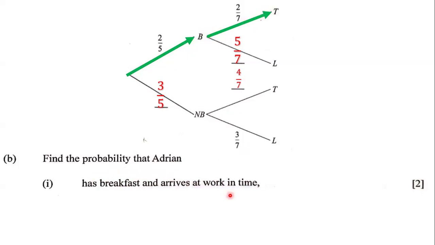Okay, so that means that we have to multiply them. So 2 over 5 multiplied by 2 over 7. We multiply because they say and, right? So the probability that he has breakfast, 2 over 5, multiplied by the probability that he arrives to work in time, 2 over 7. So we multiply these two fractions. We have 2 times 2, and 2 times 2 is 4. Next, we have 5 times 7, and 5 times 7 is 35. So the probability that Adrian has breakfast and arrives at work in time is 4 over 35.